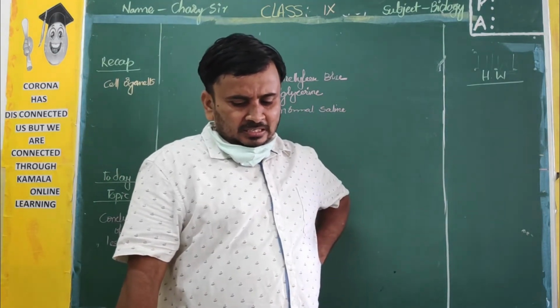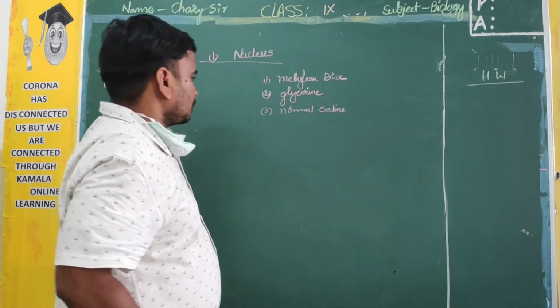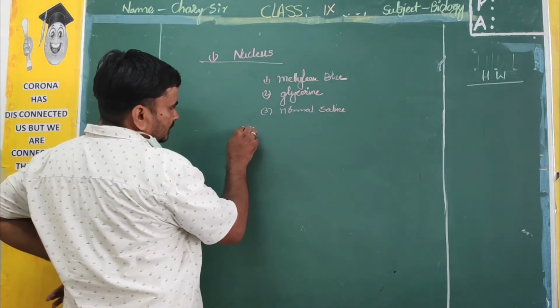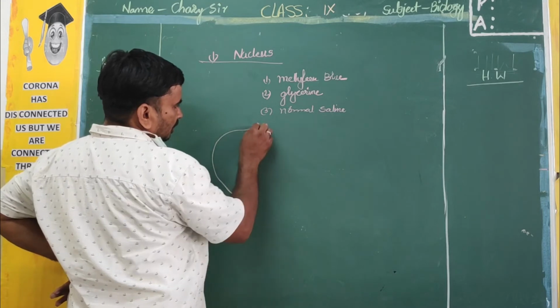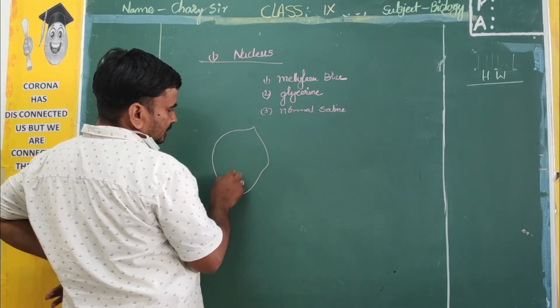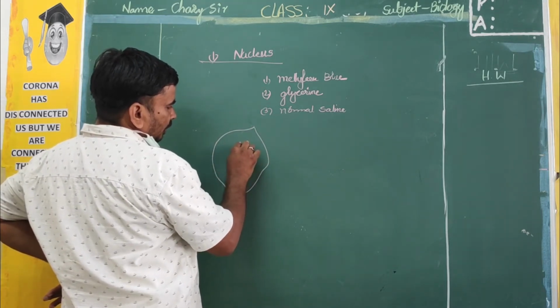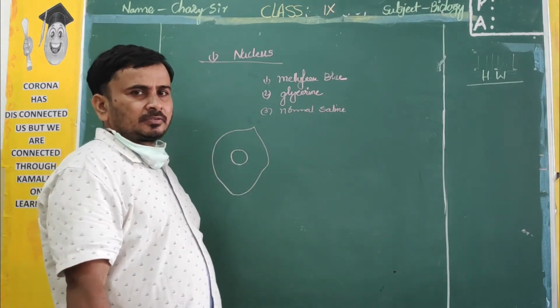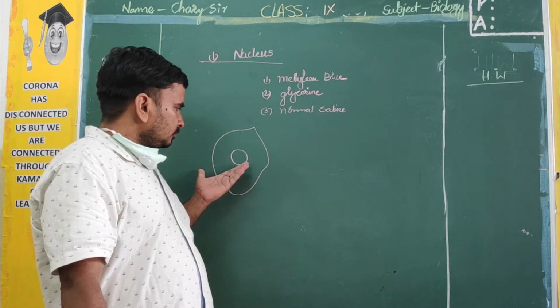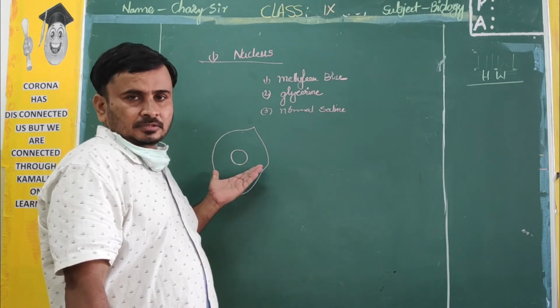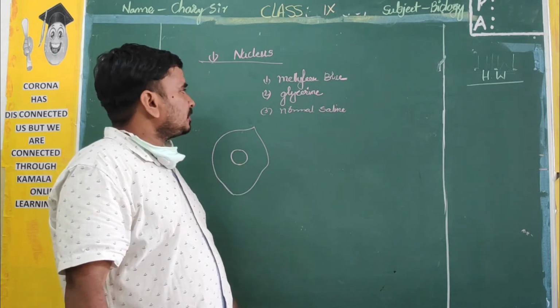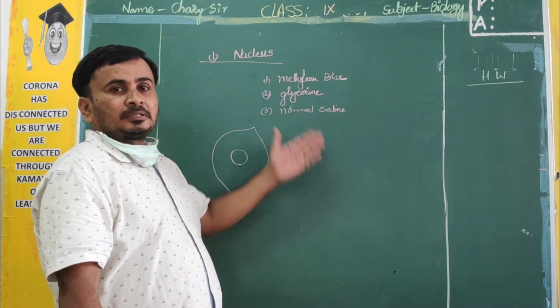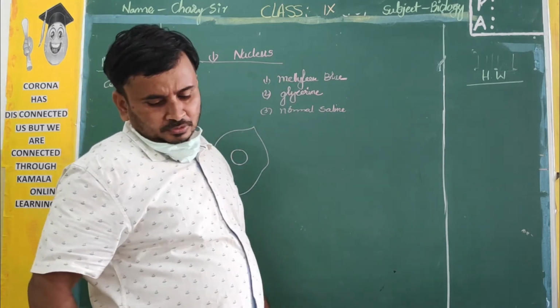A dark colored spherical structure. The question is, for example, this is a cell. Cells do not all have similar structure; different structures are there. A dark colored round structure is present inside the cell. What is that? Can you tell me? Nucleus. So to observe it, what chemicals do you need? Methylene blue and glycerin, to observe the nucleus.